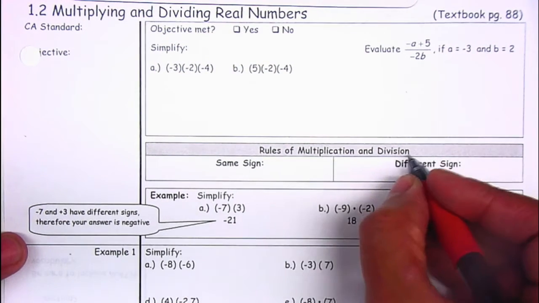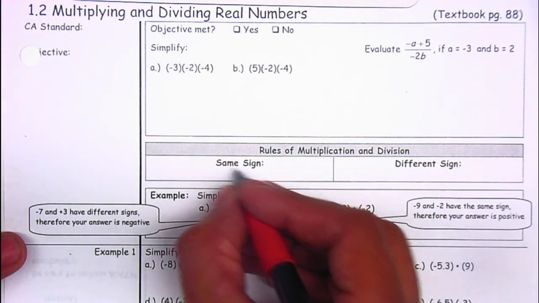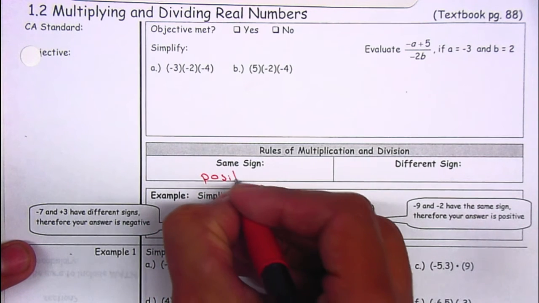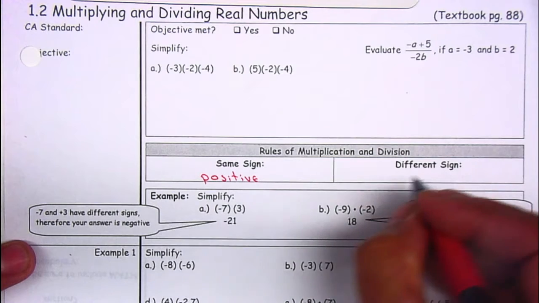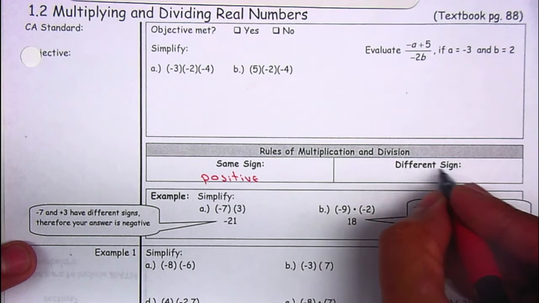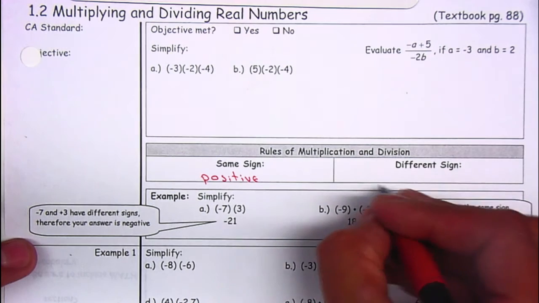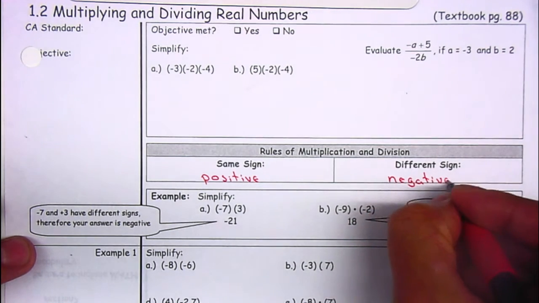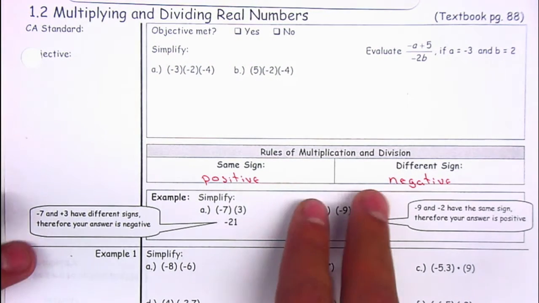Rules of multiplication and division. If two numbers have the same sign, then your answer will be positive. If two numbers that are multiplying have different signs, then your answer will be negative. These are the rules that you guys are familiar with.